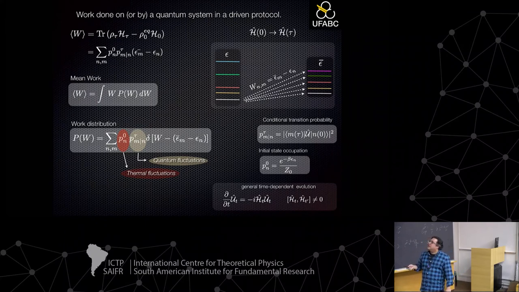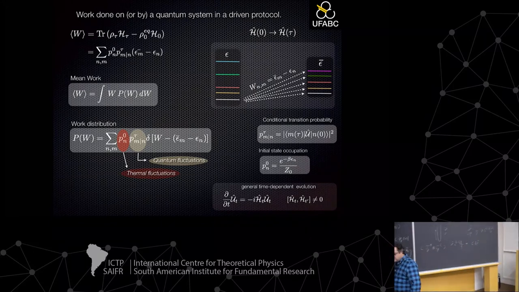And then we can write this work, which in quantum mechanics is a kind of stochastic variable. So I have to consider all the possible transitions here. So I have a probability distribution for work, and I can write a continuous version of this distribution. And then here I will introduce this Dirac delta. This is just another way to describe this distribution. And people usually call this transition probability, due to the protocol of changing the Hamiltonian, quantum fluctuations. And these are what we call thermal fluctuations, the weights in the initial state due to the Gibbs distribution, right?